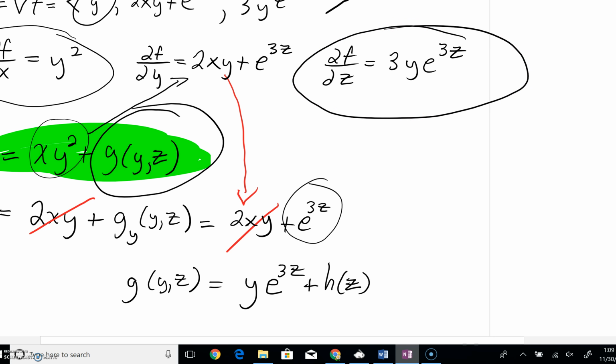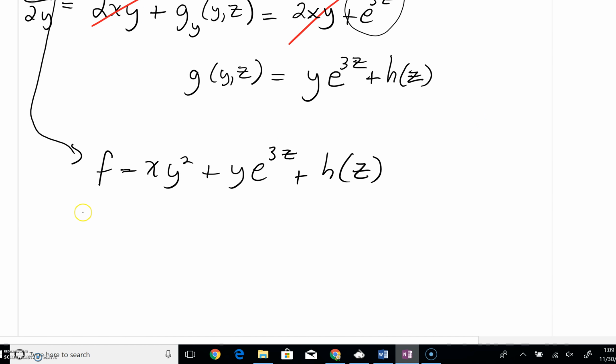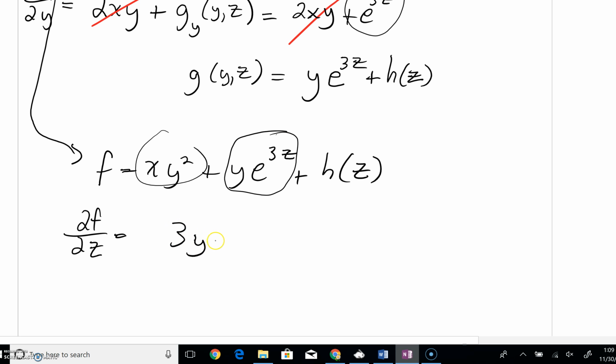We could take our partial derivative of f with respect to z. And let's do that. When we take our partial derivative of f with respect to z, wow, what's this xy squared when you take that derivative? That's just 0. What's the derivative of y e to the 3z with respect to z? Yeah, the chain rule. And then you got to say, well, wow, then I get that h prime of z. Notice we're down to a single variable. Ooh, that's nice.